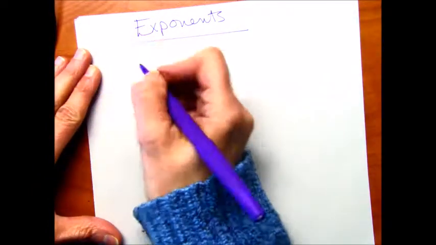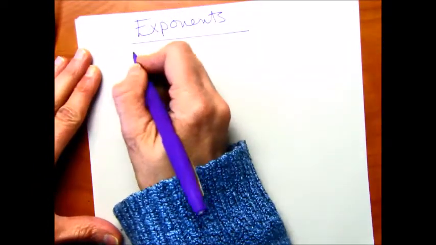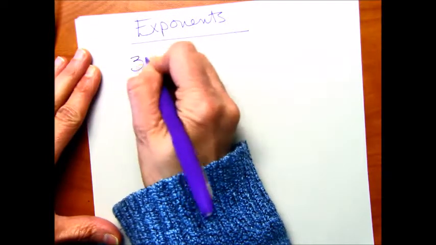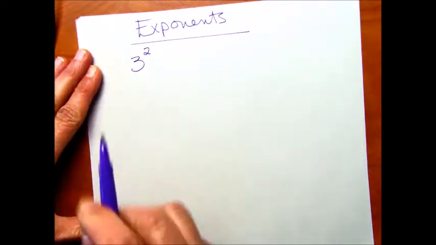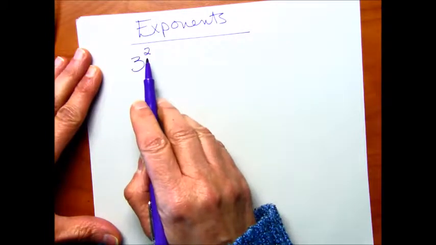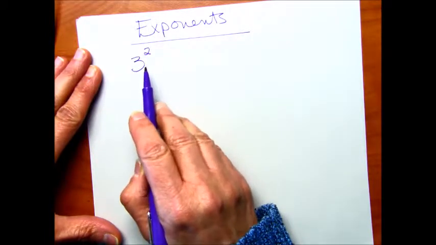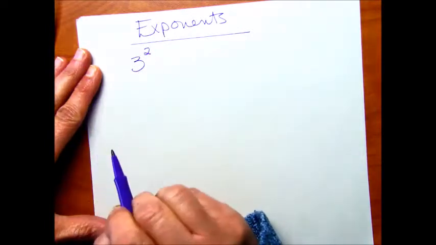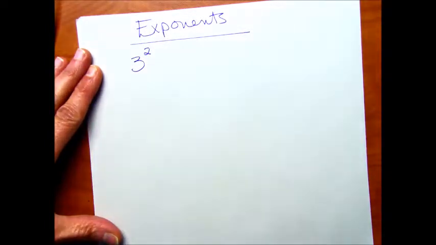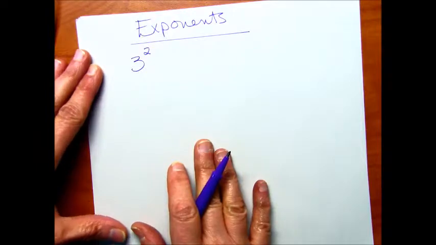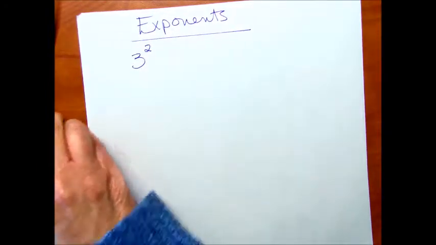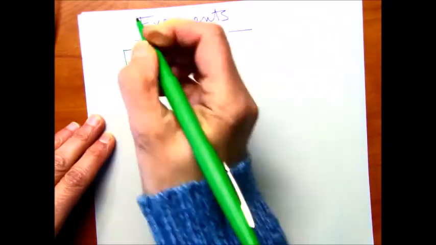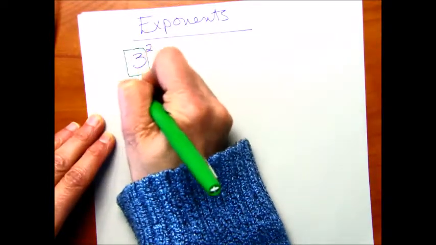Let me give you an example of a number that has an exponent. Let's say we've got 3 squared. So that little 2, we can call that 3 squared, 3 to the power of 2, or 3 to the second power. So there's a couple ways you could refer to it. Now this 3 is called the base. Okay, and that's the base.